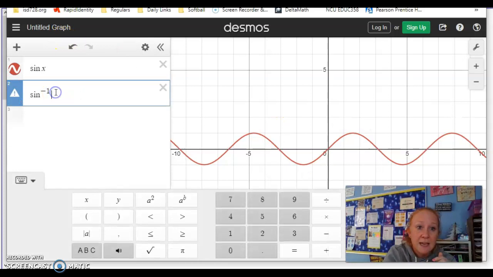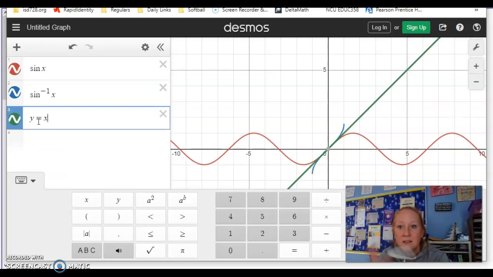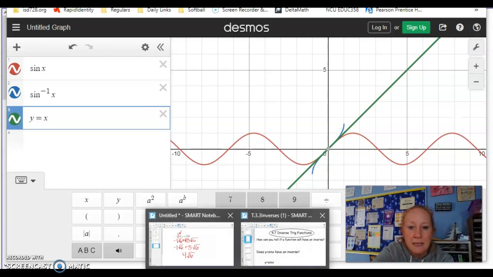So watch this. If I say, what does the inverse graph look like? It's just like that. Do you remember that to find the inverse of a graph, it reflects over the line y equals x. So this has done that. It reflects over y equals x. So let's look at some of the intricate details of that and what it looks like.